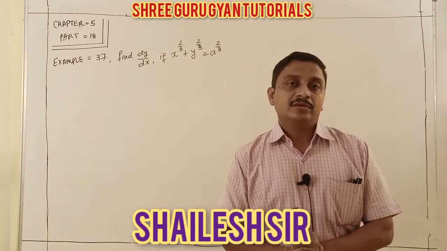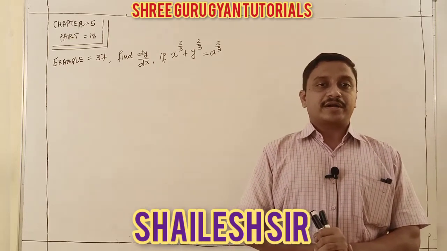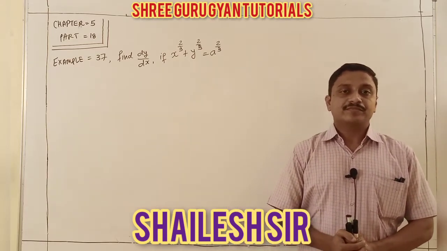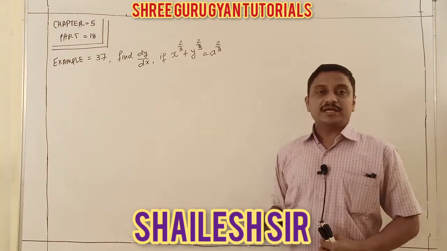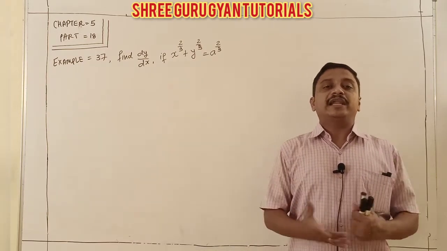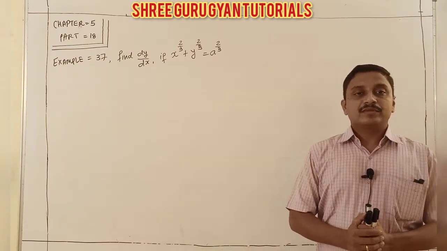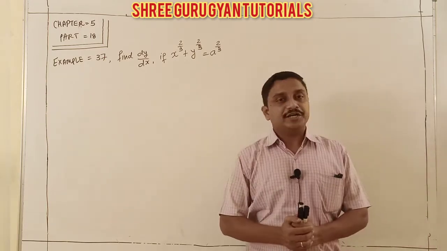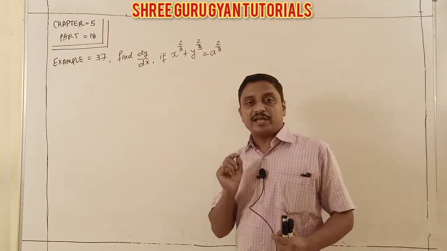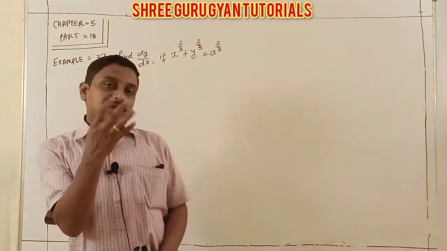Define derivative related to our exercise, related to our chapters. Students, up to illustration 36 I already explained to you. Today I am going to explain parametric derivative functions in illustration 37. Students, implicit function and parametric function, I again told you, both are internally the same.